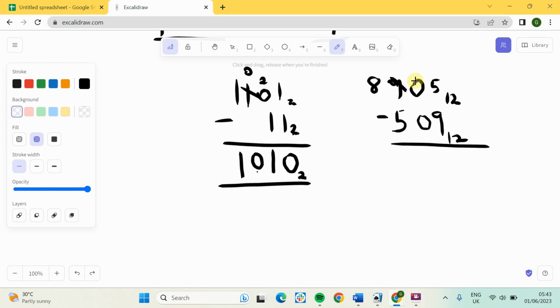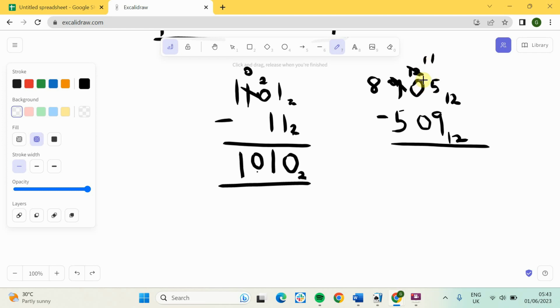So I'll carry over. What will I carry over to this guy? Will I carry over 1? No, you got it right. I'll carry over what? 12, right? So 12, because I'm operating in base 12. This is 12. I cannot borrow from this 12. When I borrow from this 12, this becomes what? 11, right? Then I'll carry over 1 to this one.